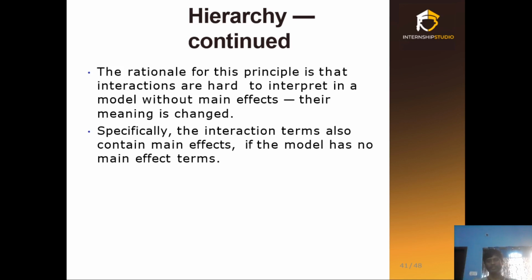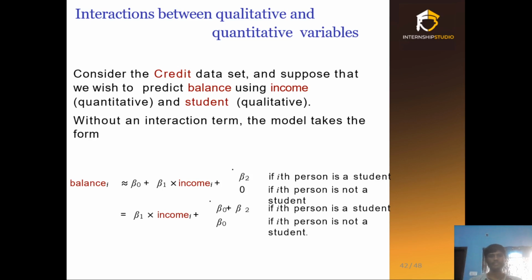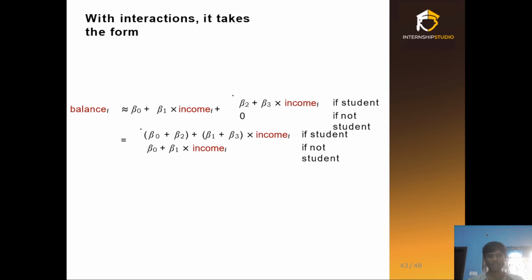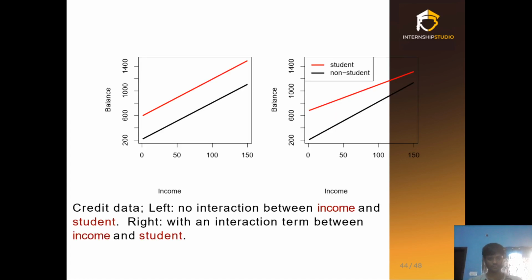Why? Because when you are keeping the interactions, you have to keep the individual ones also, like TV and radio, when you are keeping the product of TV and radio. And the interaction between qualitative and quantitative variables as well. If you see, you have two different sets of values: the qualitative variables and the quantitative variables. So there is an interaction between them also, and in that case you have to model it accordingly. And if you see here, there is no interaction between income and student, and here there is an interaction term between income and student that is present.